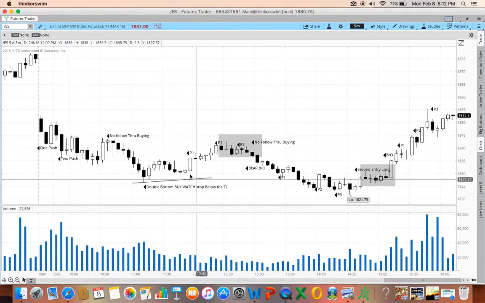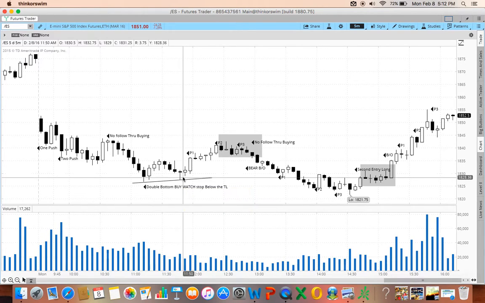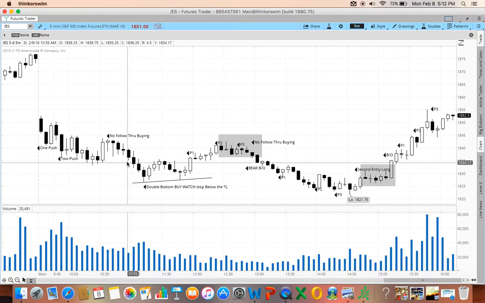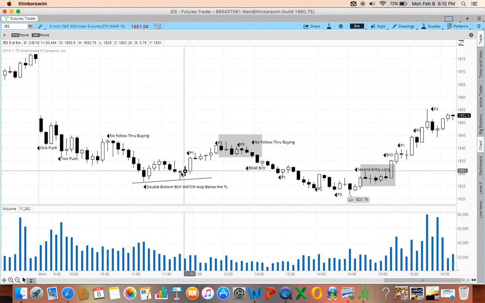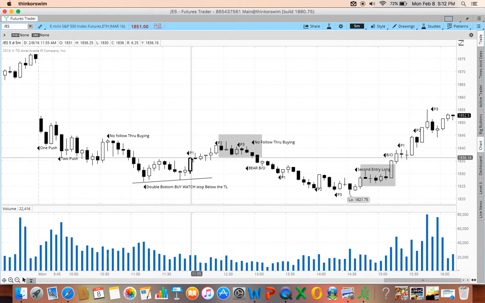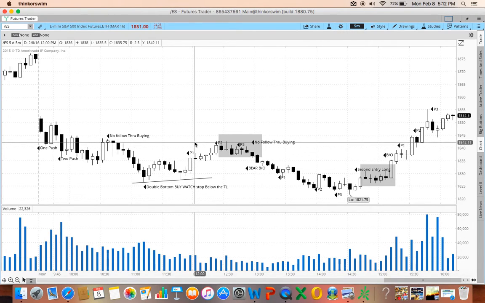One setup. There's a friend I have on Twitter, he's from Germany. He sent me a picture of this in a message, and he said, SK, this is the setup we always see, and that's right. This is a second entry long, and this is push one, and if you would have traded here at 1836, you would have got out about 4, 5, 6 points.